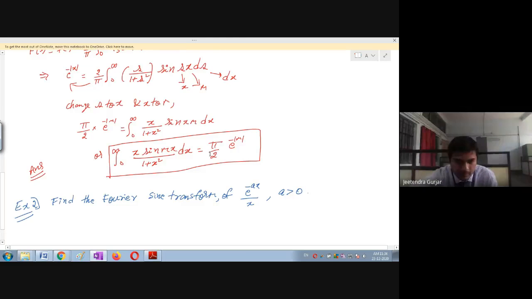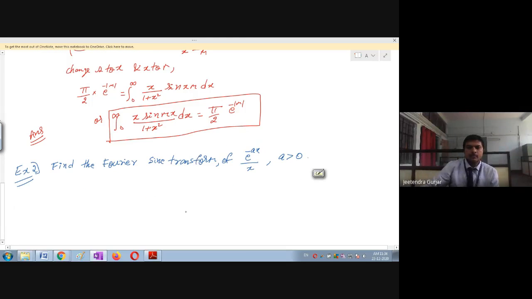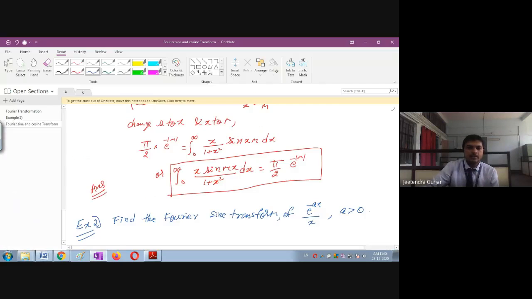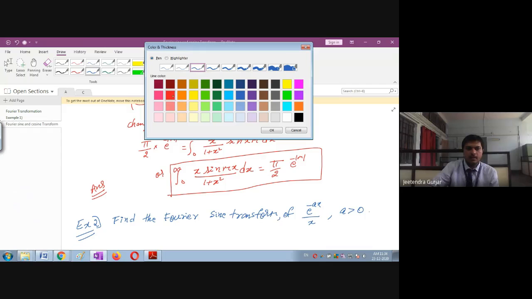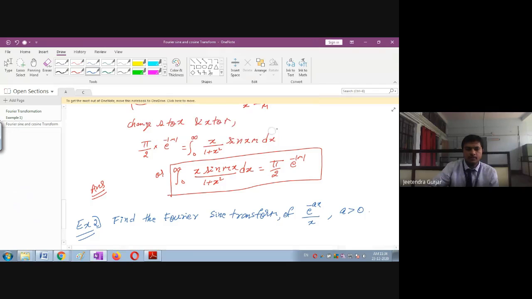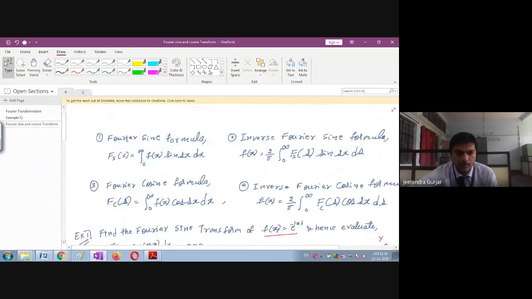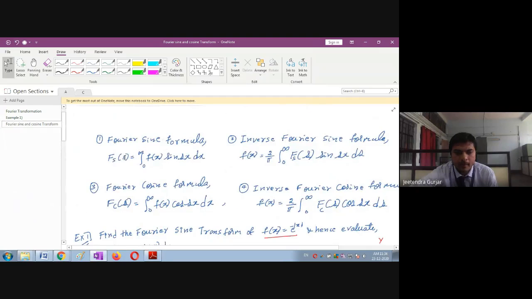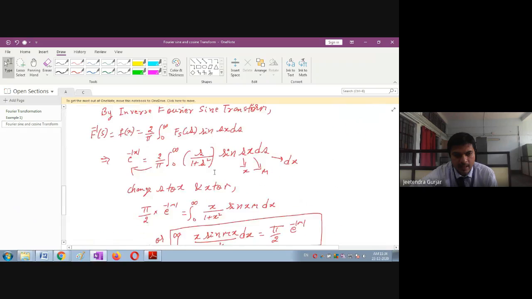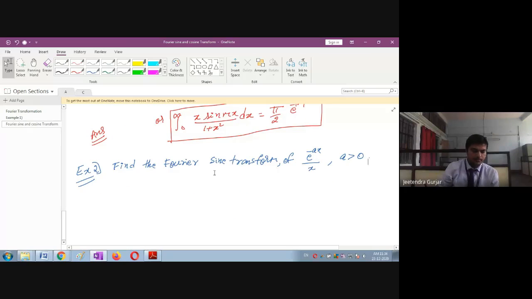Okay, let us see here, students. Fine. So again, you can see it is a direct question. There is no confusion in the question. Whenever they ask for the sine Fourier transform, please use this formula: Fs of s is equal to integration 0 to infinity f of x sine sx dx. Okay, fine. So we'll start now.